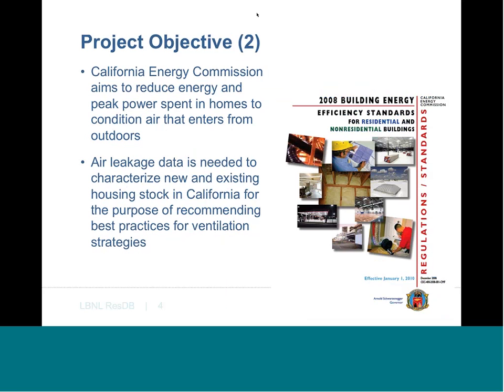The other objective of this project is to support building codes revisions. In California, the building code is Title 24. The California Energy Commission has a research program that aims to reduce energy and peak power spent in homes to condition air that enters from the outdoor. So for this purpose, we want to recommend best practice for ventilation. So we collected air leakage data and analyzed the characteristics of new and existing homes in California.